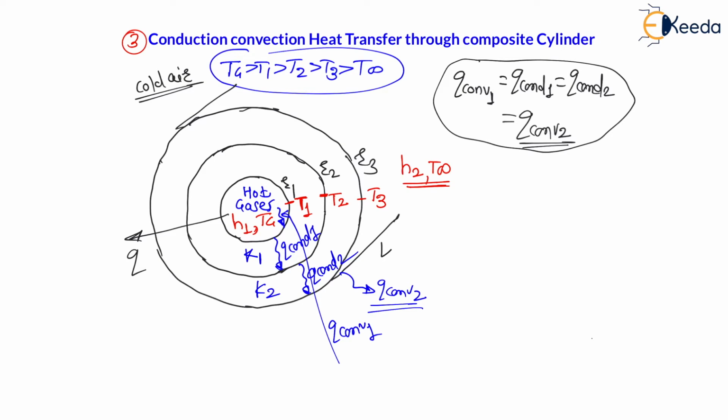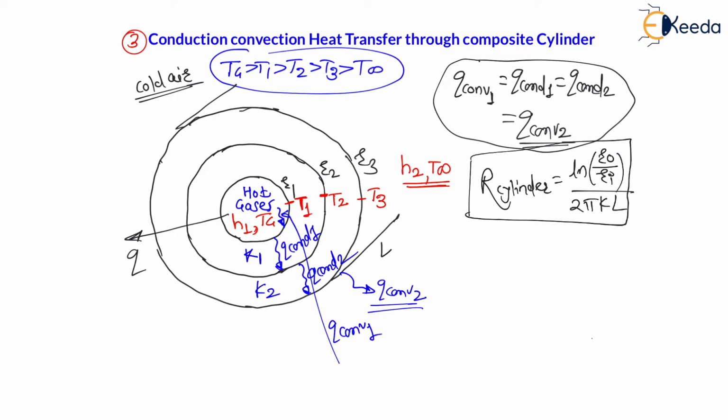Now let us understand the circuit. We have seen that the conduction resistance for a cylinder is nothing but ln of outside radius divided by inside radius, divided by 2 pi KL. This is the formula to find the conduction resistance of a cylinder.